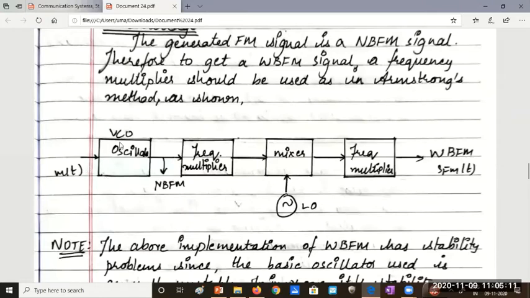You give the message, you get the narrow band FM signal. That was the main disadvantage of the Hartley oscillator. We would get a narrow band FM. So what will I do? I will use a component called a frequency multiplier, and I'm going to multiply the frequency of the signal which is generated using this first stage Hartley oscillator.